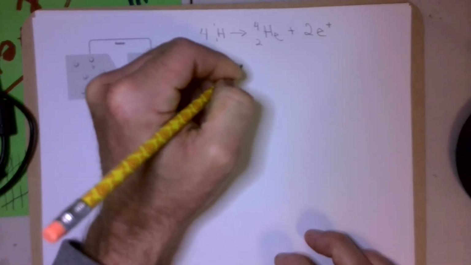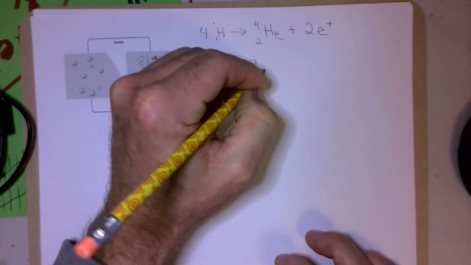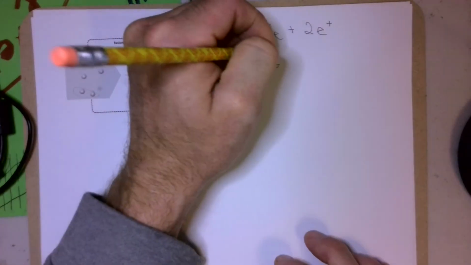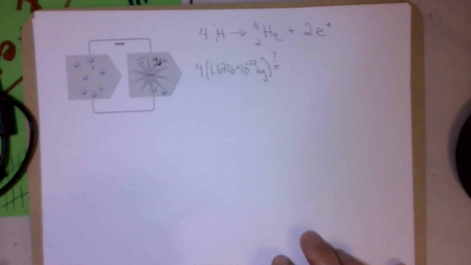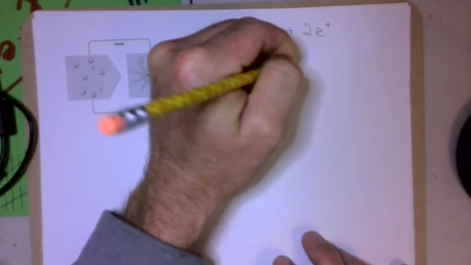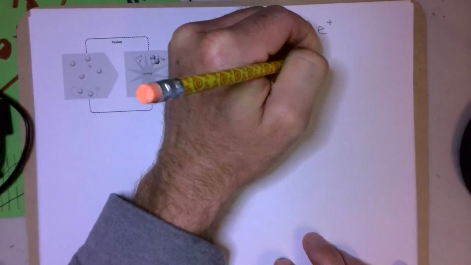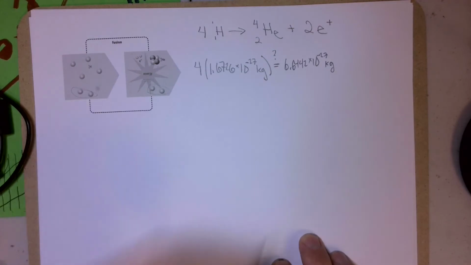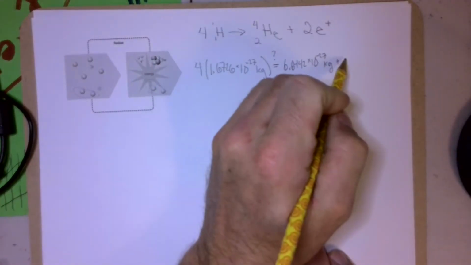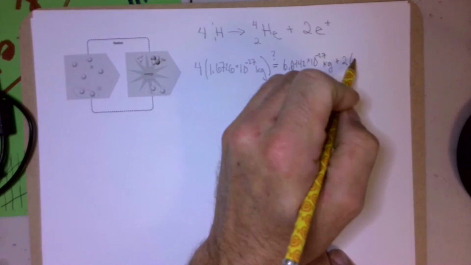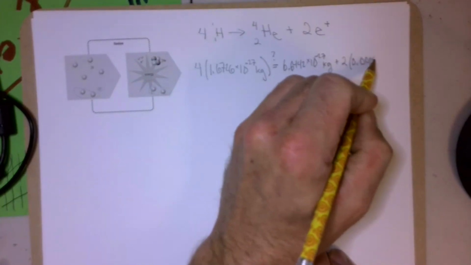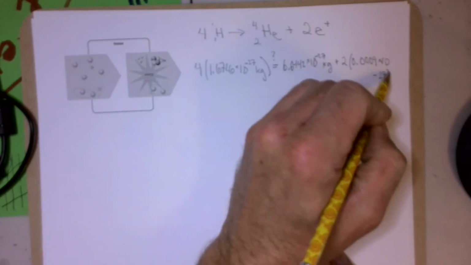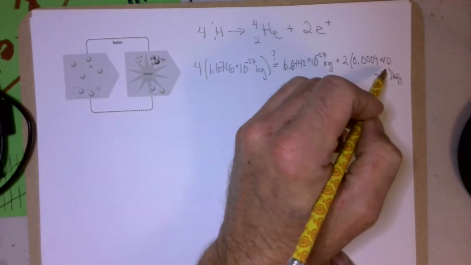times 1.6726 times 10 to the negative 27th kilograms, which is going to be equal, not entirely equal, to the helium, right? So that's 6.6442 times 10 to the negative 27th kilograms plus 2 times the positrons. So that's 2 times 0.0009 times 10 to the negative 27th kilograms. And this is an exponent.